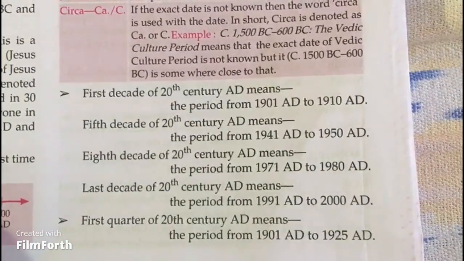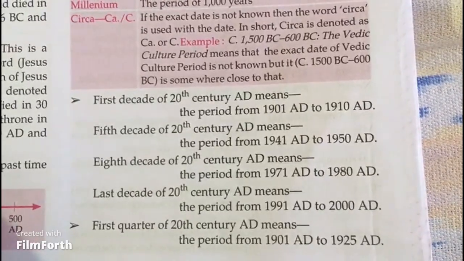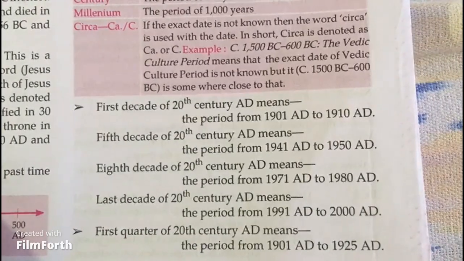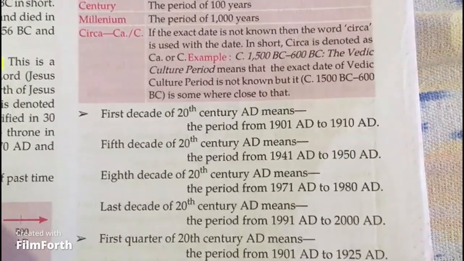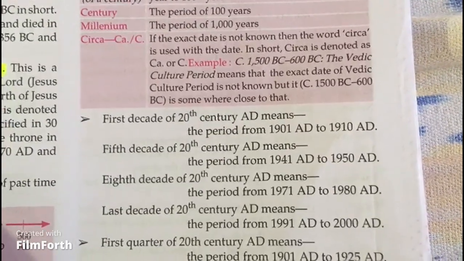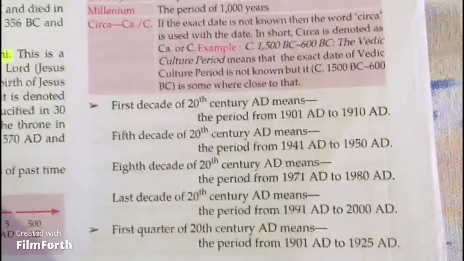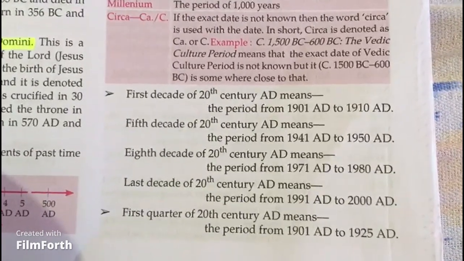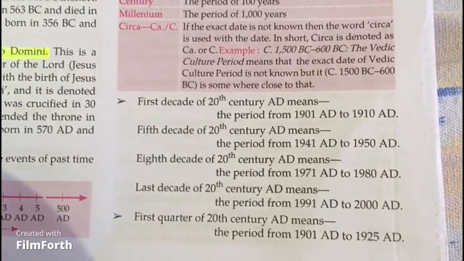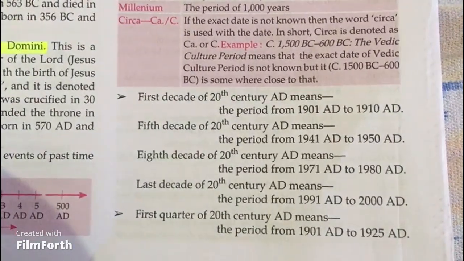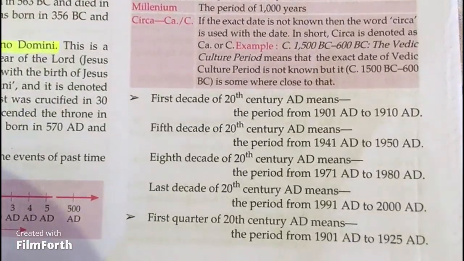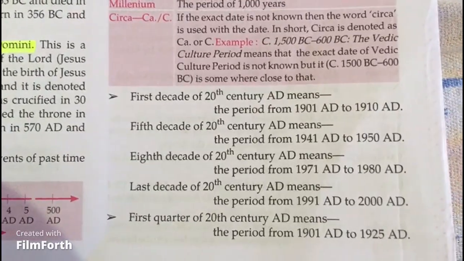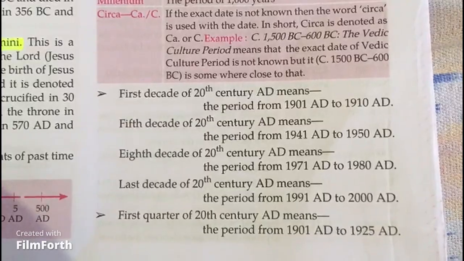So the next part is: first decade of the 20th century AD means the period from 1901 AD to 1910 AD. Fifth decade of the 20th century AD means 1941 AD to 1950 AD. Eighth decade of the 20th century AD means 1971 AD to 1980 AD. The last decade of the 20th century AD means 1991 AD to 2000 AD. First quarter of the 20th century AD means 1901 AD to 1925 AD.